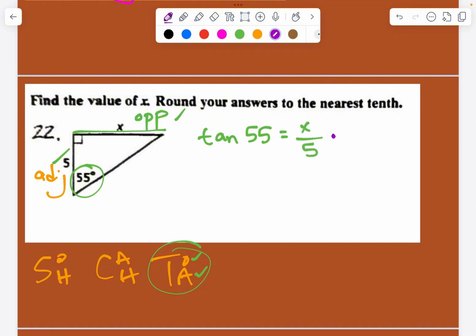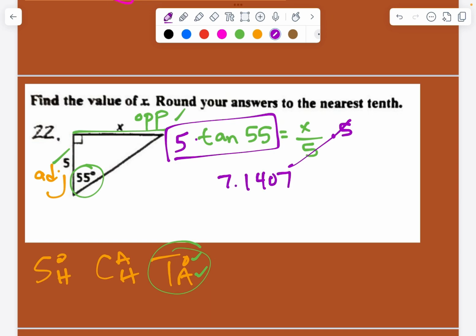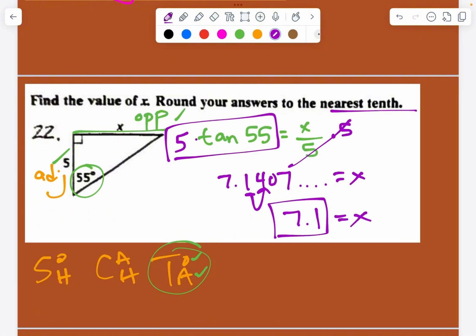In order to solve that, we're going to undo divide by 5 by multiplying each side by 5. So now we have 5 times the tangent of 55 is what you're going to type in on your calculator. We get 7.1407 equals our X, and we want to round to the nearest tenth. The tenth place is one place after the decimal. The 4 does not push that 1 up, so we say 7.1 equals X. 7.1 is going to be the answer you put in Schoology.